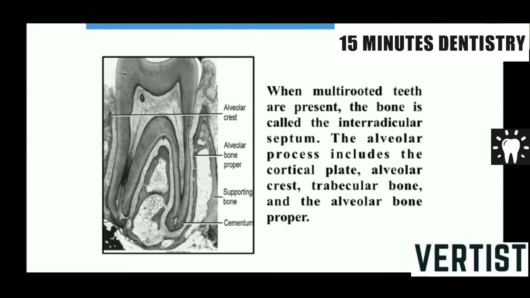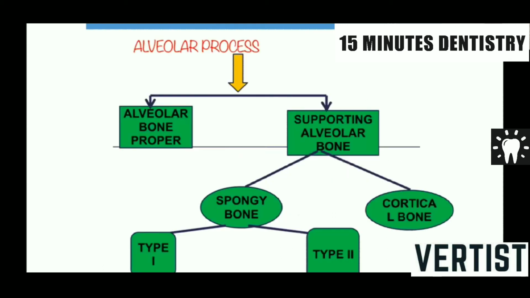And the alveolar processes include the cortical plate, the alveolar crest, the trabecular bone, and the alveolar bone proper. So the alveolar bone proper is the supporting alveolar bone consisting of spongy bone.